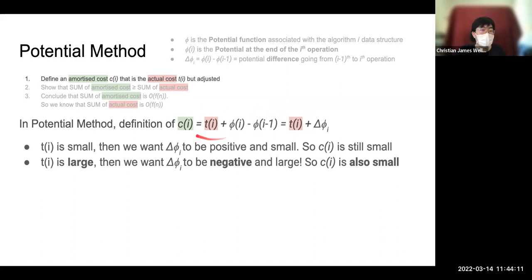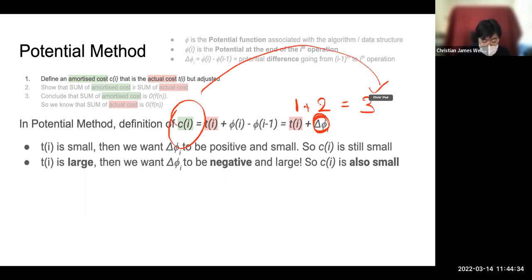But this definition, how do I make sense of it? Basically, for the cheap operations, if the actual cost is cheap, let's say it is 1, we want delta phi of i to also be positive and small. Let's say this is maybe 2, so that if you add them up, this is 3, the amortized cost is 3. I shouldn't say dollars because they'll confuse you with accounting method.